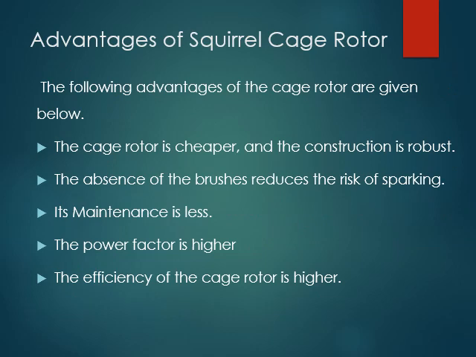Following are the advantages of the squirrel cage rotor. The squirrel cage rotor is cheaper and the construction is robust. The absence of brushes reduces the risk of sparking. Its maintenance is less. The power factor is higher, and the efficiency of the squirrel cage rotor is also higher.